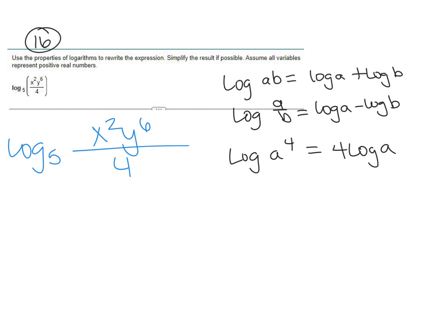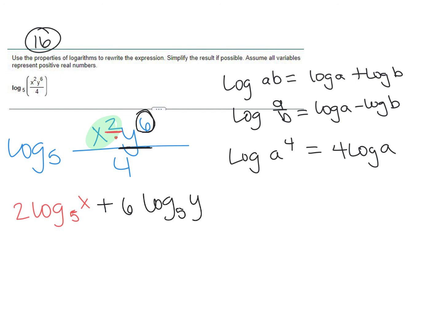So I'm going to break this apart. I'm going to have 2 times the log of x base 5. Okay, and so what I've done is that represents this right here. Notice I can move the 2 to the front, right? So the exponent on the x, I move to the front. All right, then since the y to the 6th power is also on the top or on the numerator, I'm going to put a plus. And since the exponent has a 6, I can put a 6 here. So it would look like that.